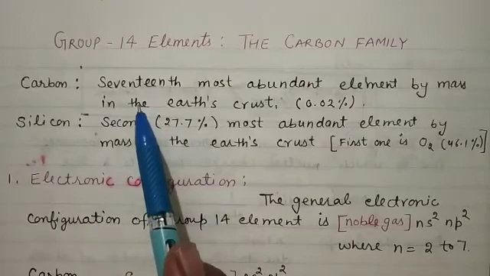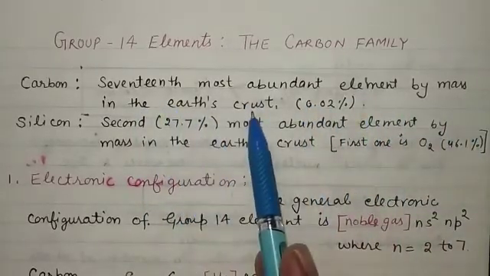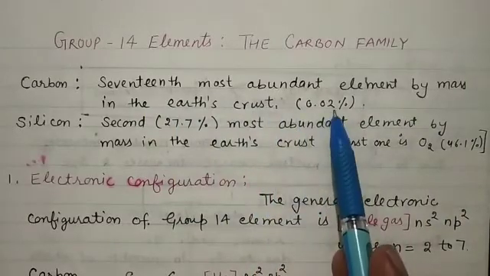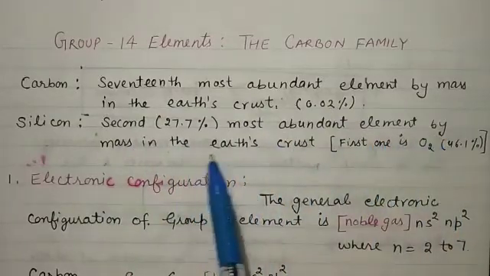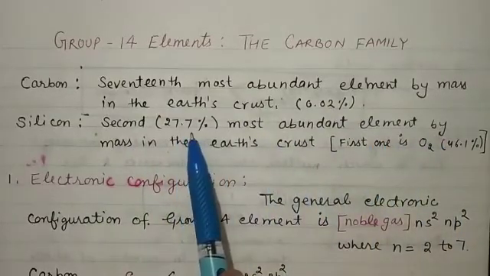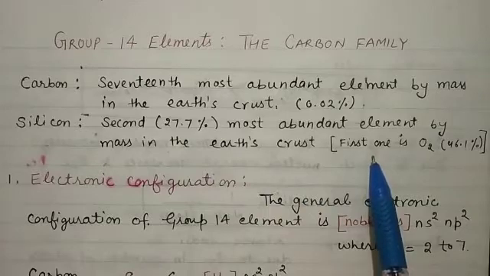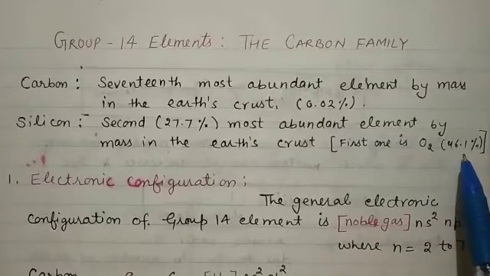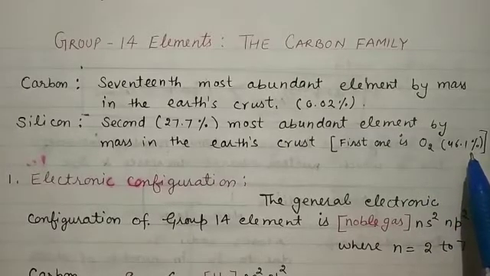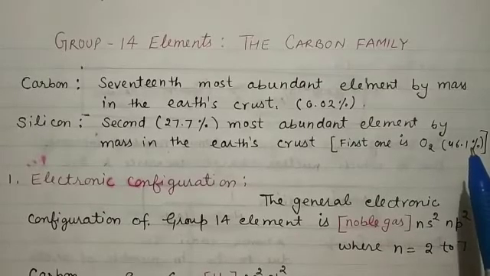Carbon is the 17th most abundant element by mass in the earth's crust, having a percentage of 0.02. Silicon is the second most abundant element by mass in the earth's crust, having a percentage of 27.7. And the very first, the most abundant element in the earth's crust, is oxygen, having a percentage of 46.1.